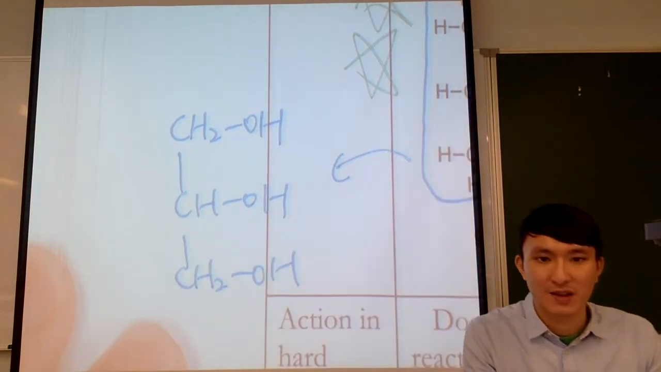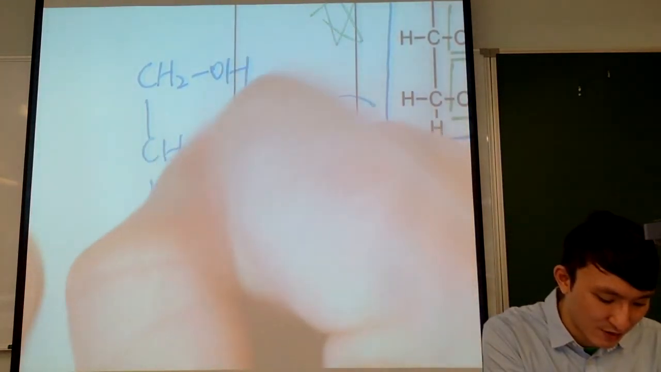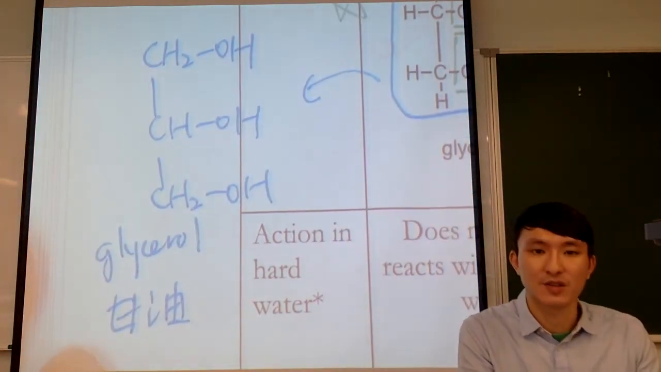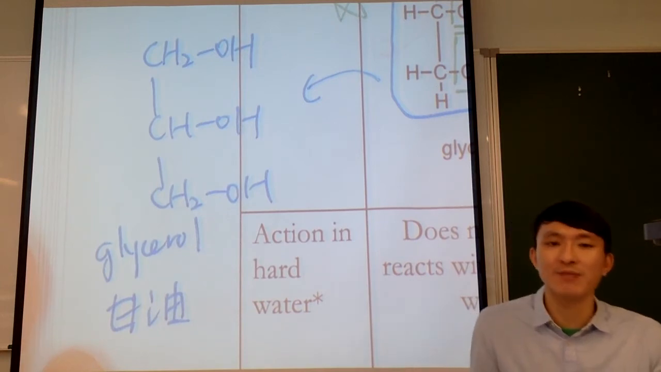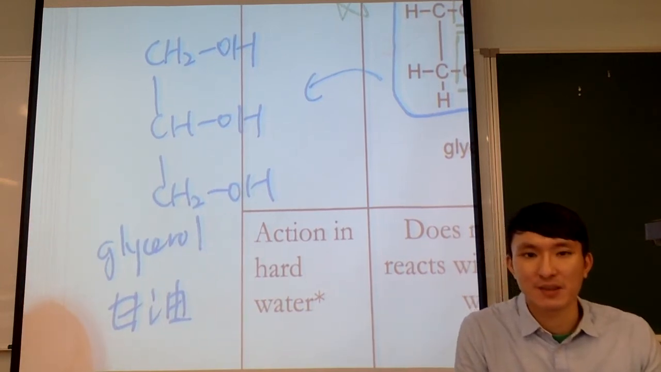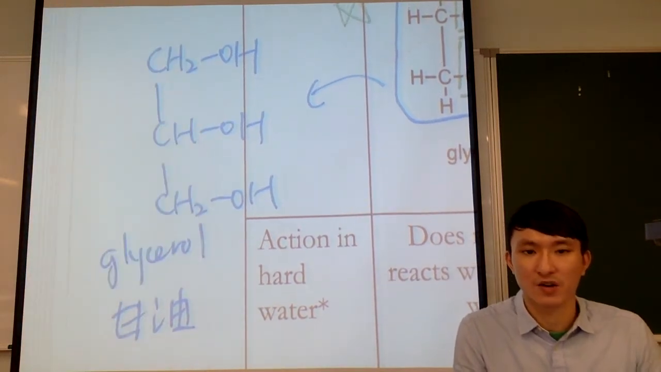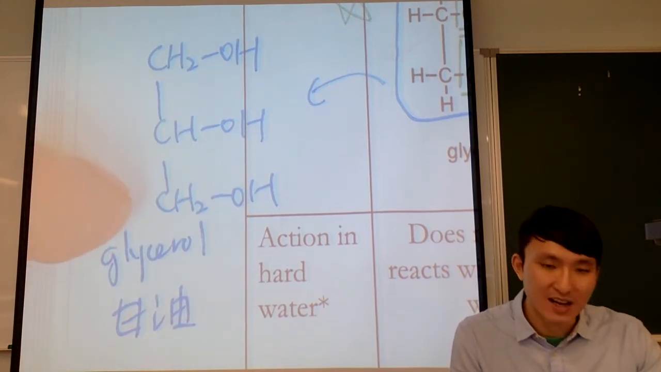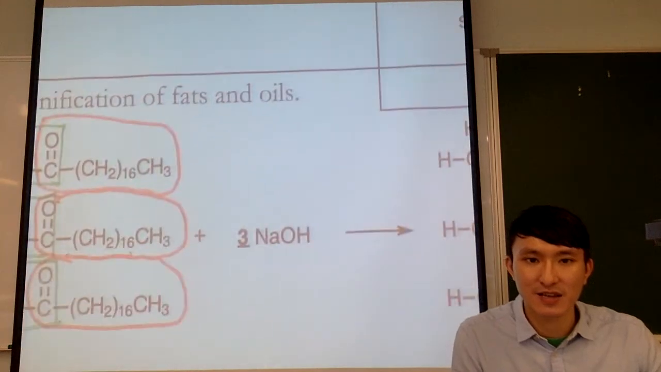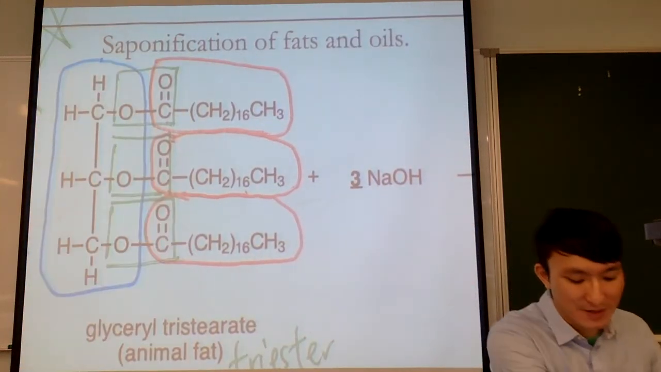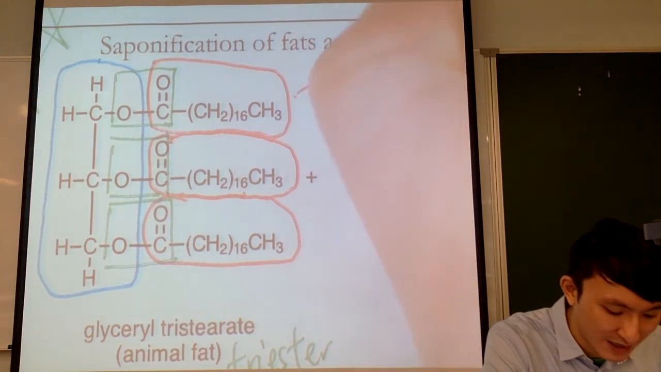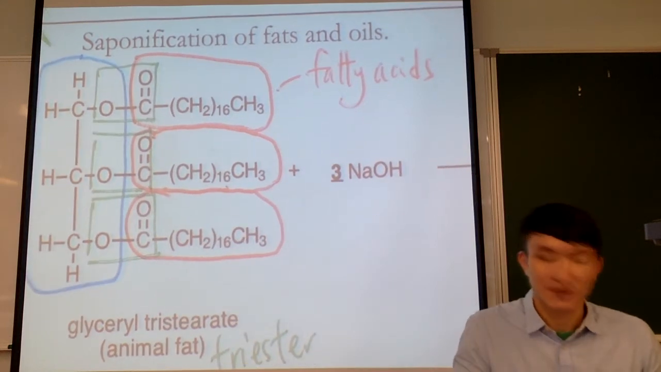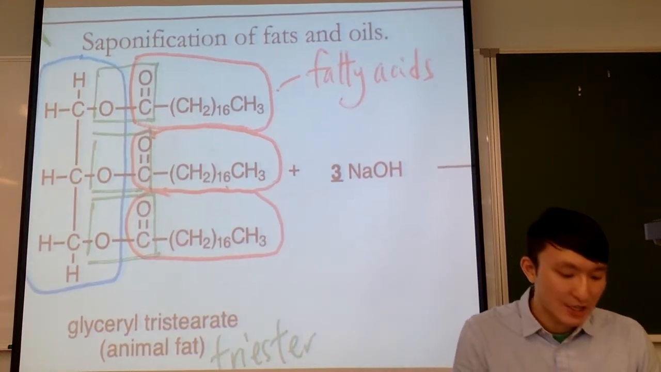Before esterification, it is like this. This one we call glycerol. So this is a tri-alcohol, a triol. The IUPAC name is propane-1,2,3-triol. So this triester is made by one glycerol molecule and three carboxylic acids. Now this carboxylic acid, we have a name. We call this fatty acid. So we have three of them. That's the idea.